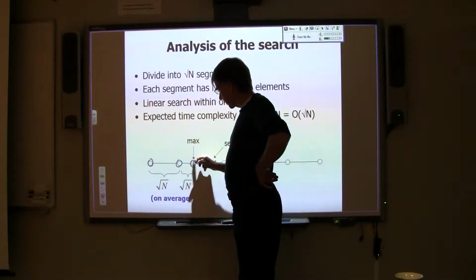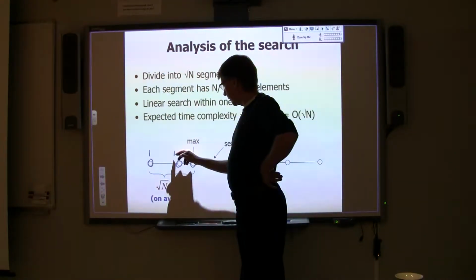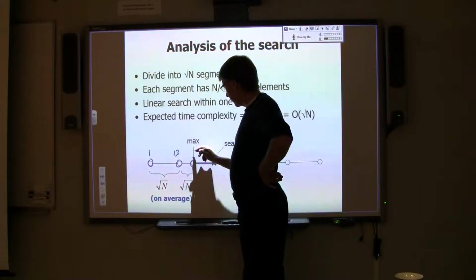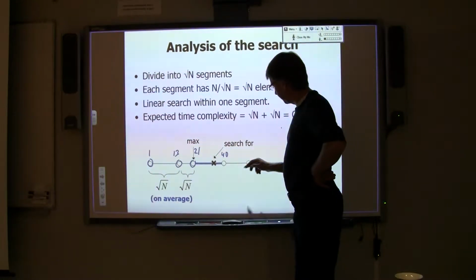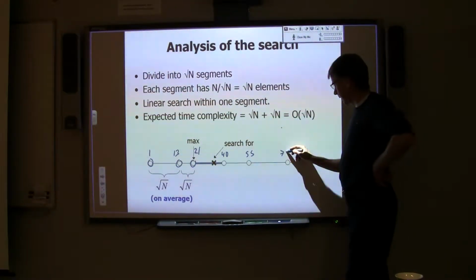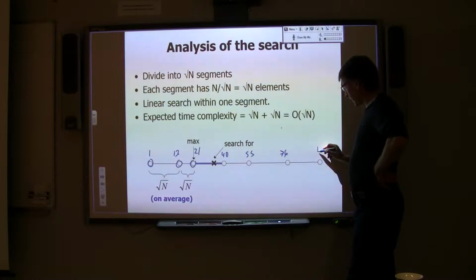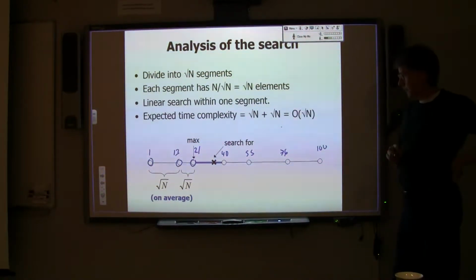So this is the sorted order. Let's suppose in my list I have number 1, I have number 13, I have number 21, then I have number 40, then 55, and 76, and 100. Let's suppose these are my numbers.